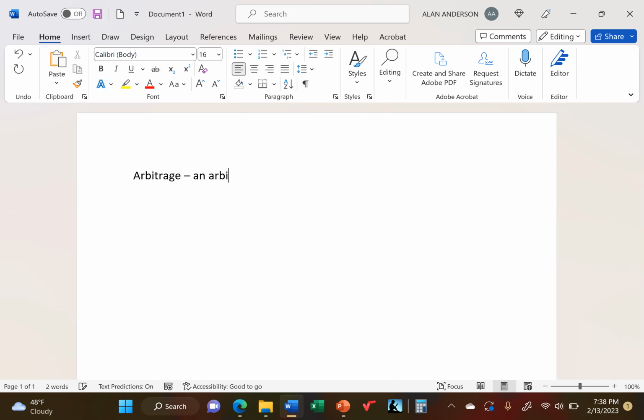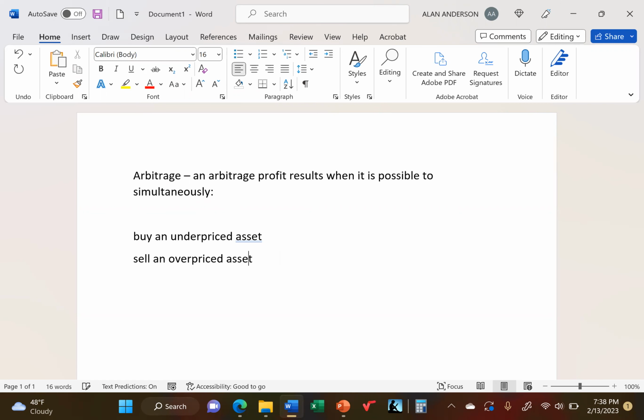An arbitrage opportunity or an arbitrage profit results when it is possible to simultaneously buy an underpriced asset and sell an overpriced asset. Now, the only way this can come about is if markets are inefficient, by the way. If markets are perfectly efficient, this is never going to happen. But let me show you a quick example of this.